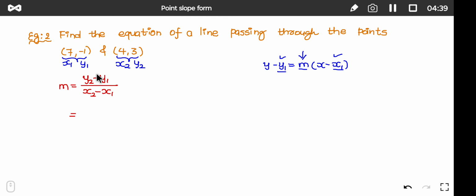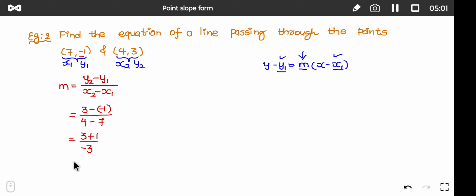So y2 is 3, y1 is minus 1. So 3 minus of minus 1 divided by x2 minus x1. So x2 is 4 minus x1 is 7. So 3 minus minus gets plus 1, divided by 4 minus 7 which is minus 3. So 3 plus 1, which is 4, upon minus 3. So the value of our slope is 4 by minus 3.